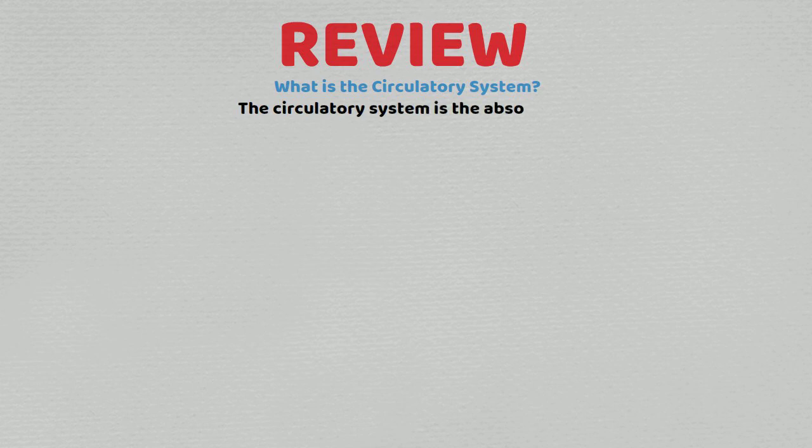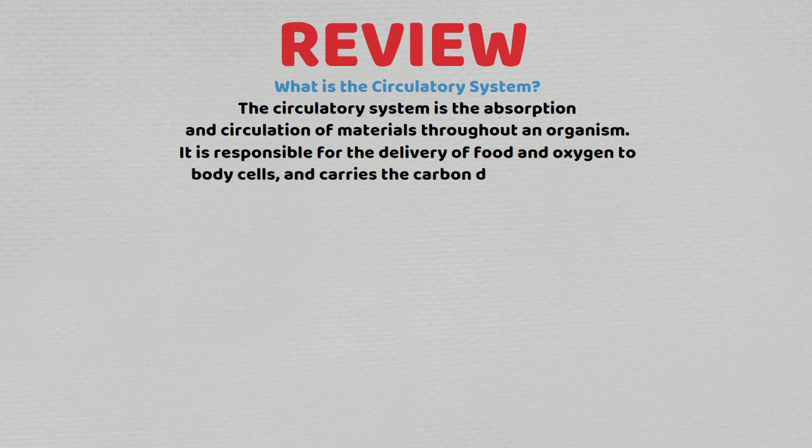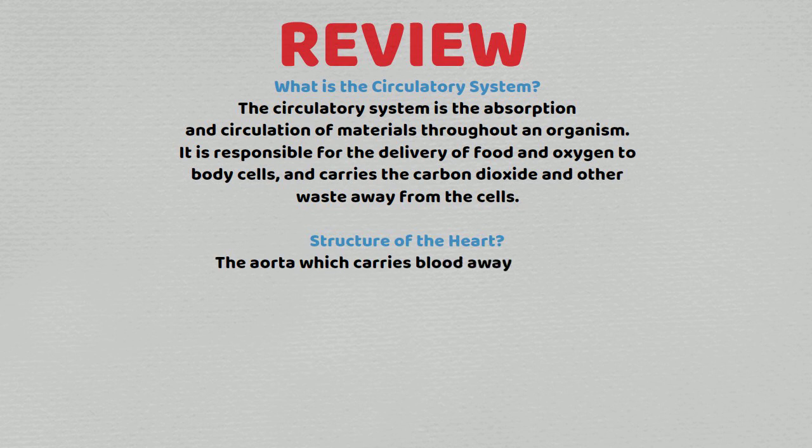So that is everything. Let's have a quick look at the review so we can make sure that we've covered everything. So what is the circulatory system? The circulatory system is the absorption and circulation of materials throughout an organism. It is responsible for the delivery of food and oxygen to body cells, and carries the carbon dioxide and other waste away from the cells.